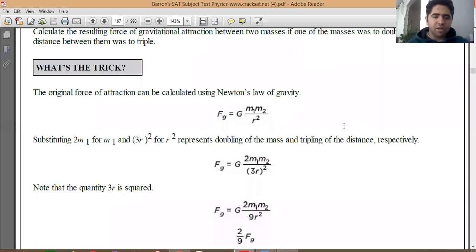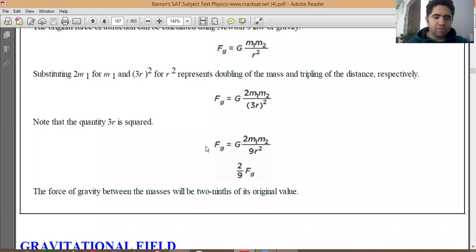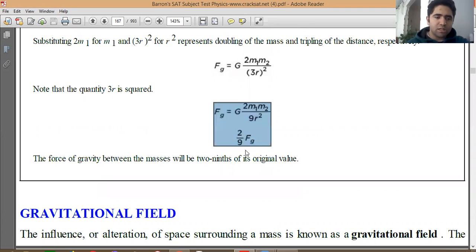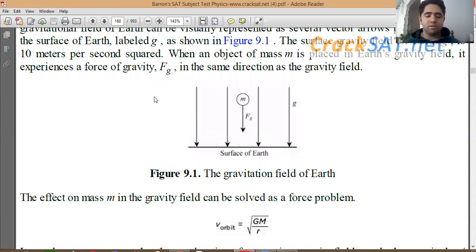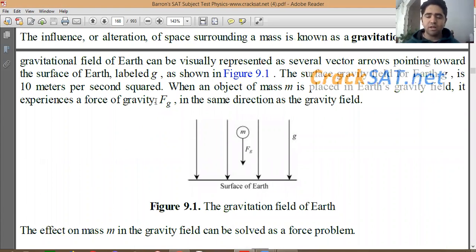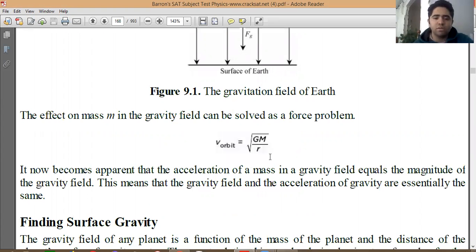So here we have this example. The final gravitational force is equal to 2/9. Okay. So the gravitational field is a vector quantity. It points downward towards Earth, and as you see, we're going to work on this equation right over here. That's very important. This is one thing you must memorize.